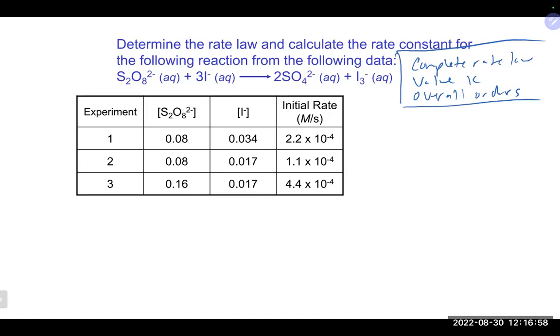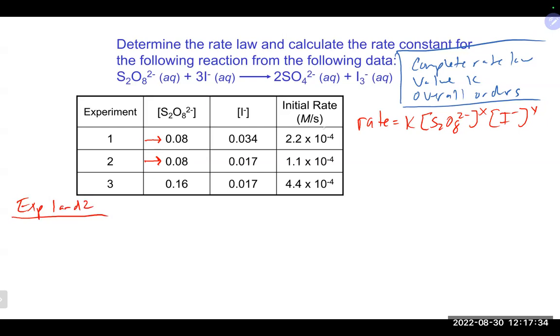So once again, we can start with the generic rate law, which would be the rate is equal to K times S2O8 2 minus to the X and I minus to the Y. Once again, only the reactants involved. We want to go to our table and look for 2 entries where we're going to keep one of the reactants constant. We can clearly see up front, if we take 1 and 2, that will keep those 2 constant and it will vary the other. So that is what I'm going to start with here, experiments 1 and 2.